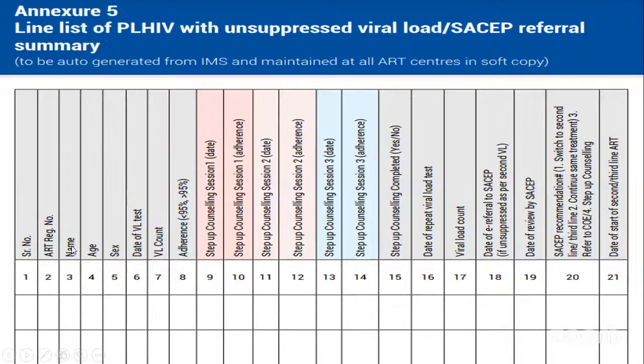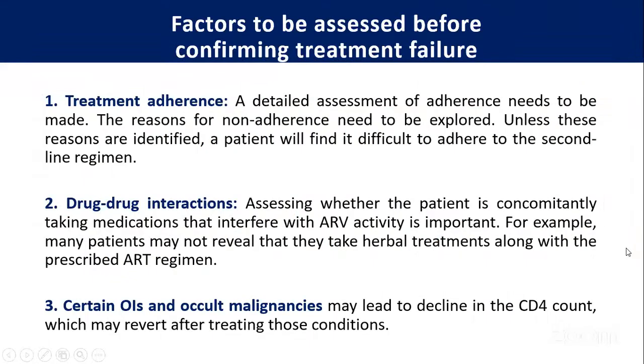So this is auto-generated from the IMS, and all ART centers, the medical officers, they need to bring it up. This is auto-generated from IMS, the list of patients with unsuppressed viral load and SACEP referral summary. So you can find all those details, these are the easy things that need to be captured here.